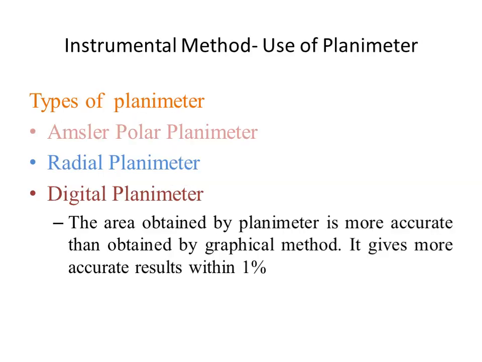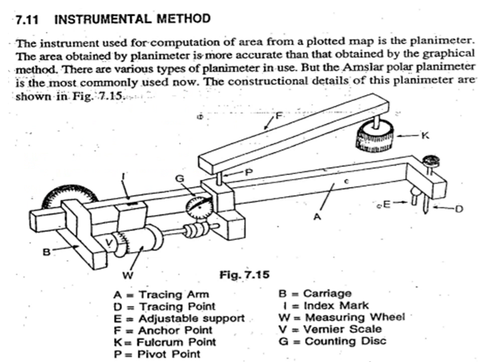Again, the instruments are of different types. So the types of planimeters are ancillary polar planimeter, radial planimeter and digital planimeter. In the digital planimeter, the area obtained is more accurate than that obtained by graphical method. It gives more accurate results within 1%. Then instrumental method. The instrument used for computation of area from a plotted map is the planimeter. The area obtained by planimeter is more accurate than obtained by graphical method. There are various types of planimeter in use, but the ancillary polar planimeter is the most commonly used.